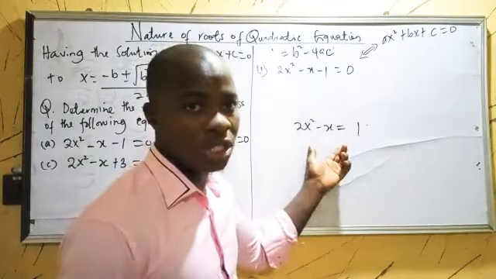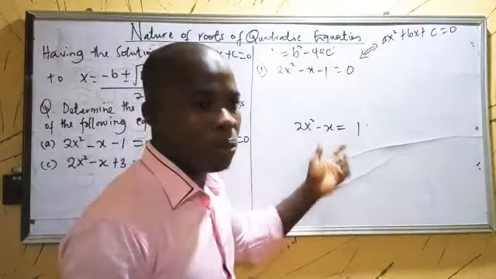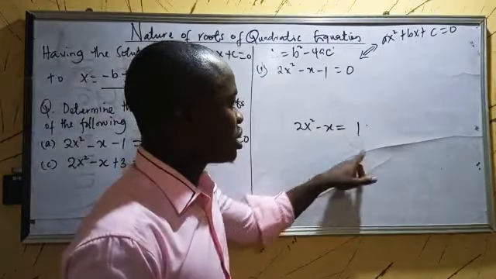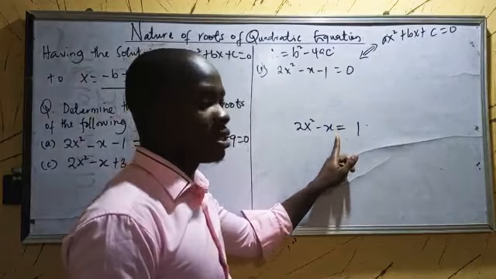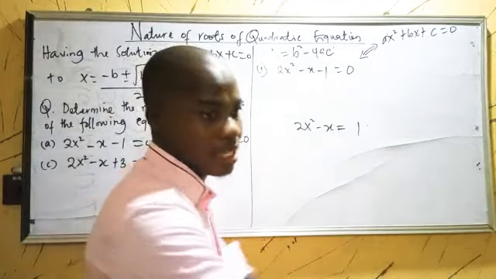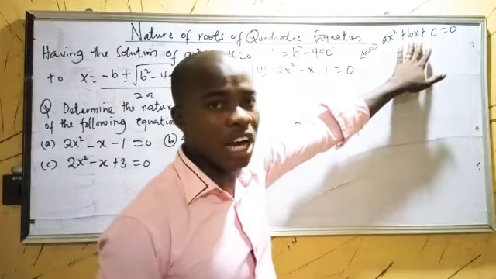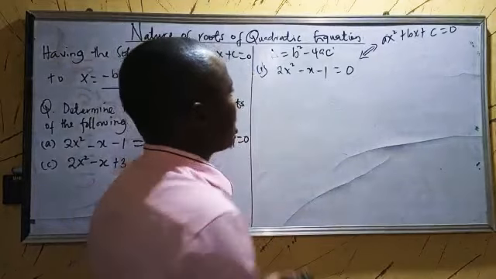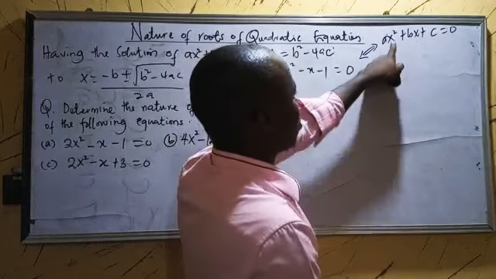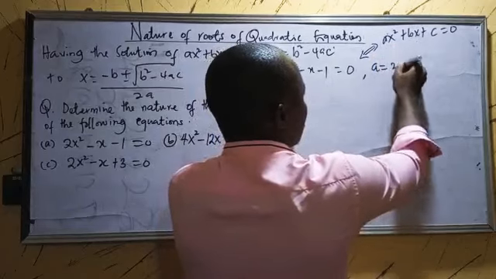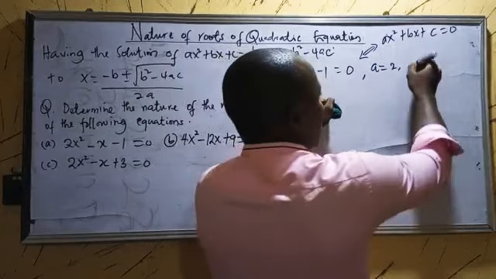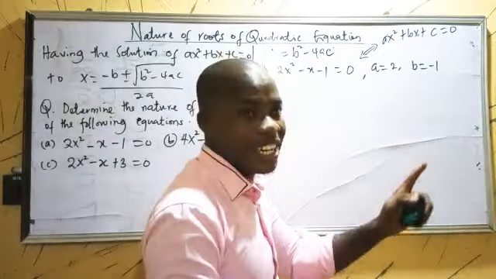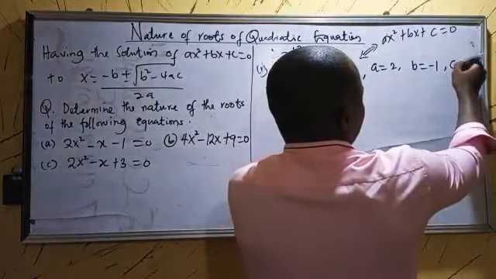Actually, this is a quadratic equation, but you need to take it back to the general form of a quadratic, with 0 on the right-hand side, so it looks the same as what we have up here. Comparing, we have a equals 2, b equals minus 1. Then the constant term, the one not attached to x, gives c equals minus 1.